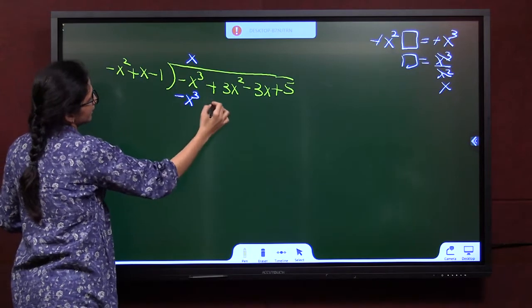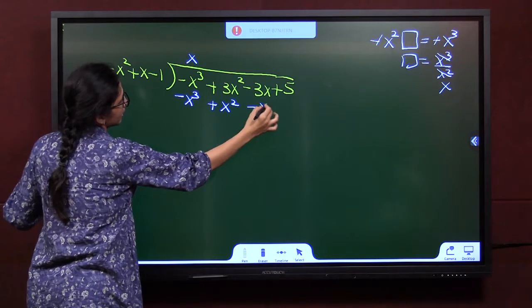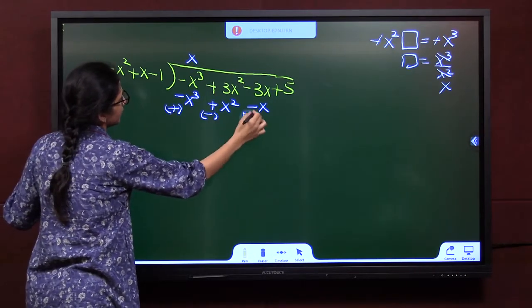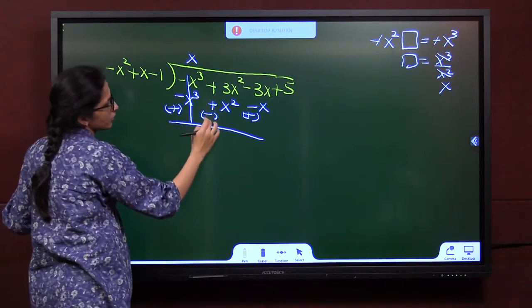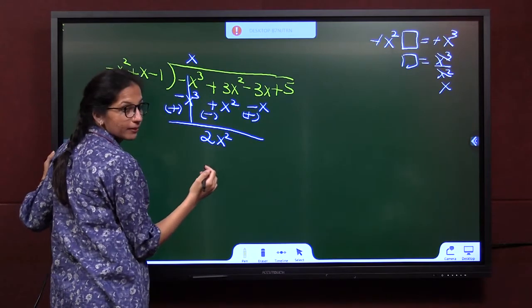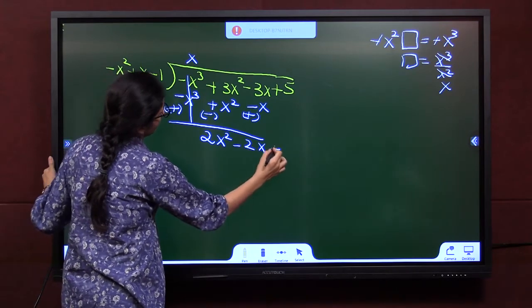Plus x into plus x square. Minus 1 into x, minus x. Change the signs. Plus, minus, plus. Cancels, cancels. Plus 3 minus 1 plus 2, 2x square. Minus 3 plus 1 minus 2x plus 5.